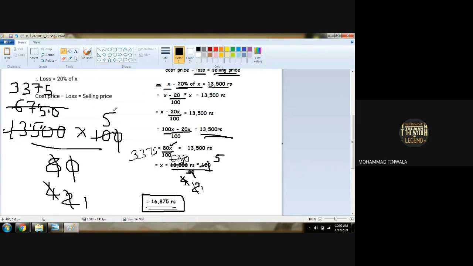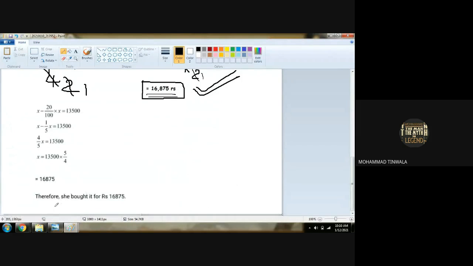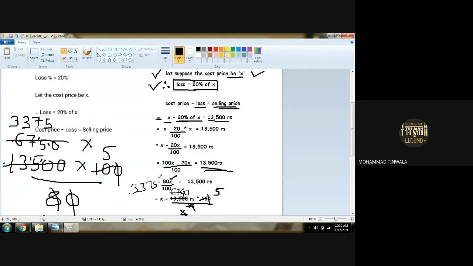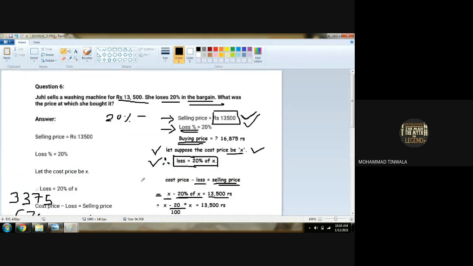So now 3,375 multiplied by 5. We will get 16,875 as our buying price. Therefore, C bought for rupees 16,875. Any doubt with this sum? Bolo. Sure, bachcha party?